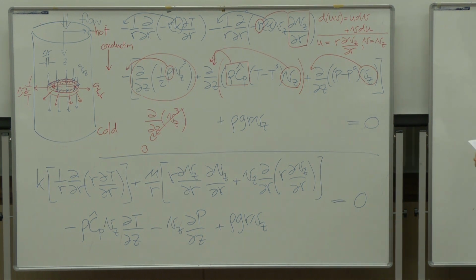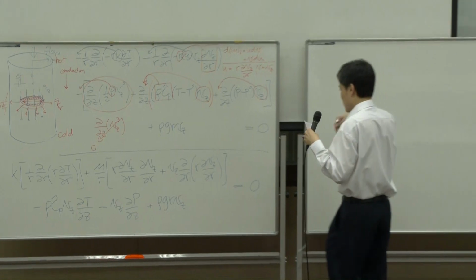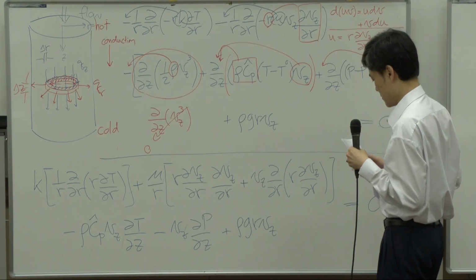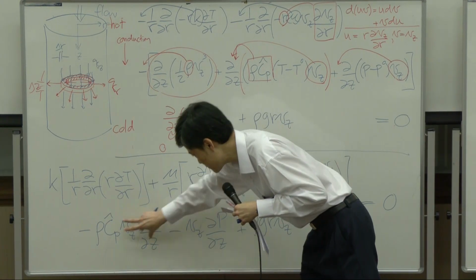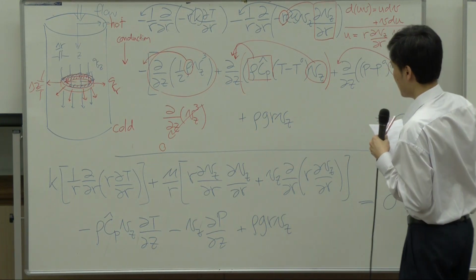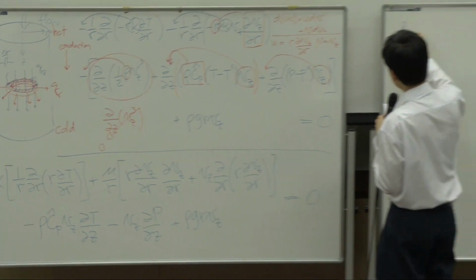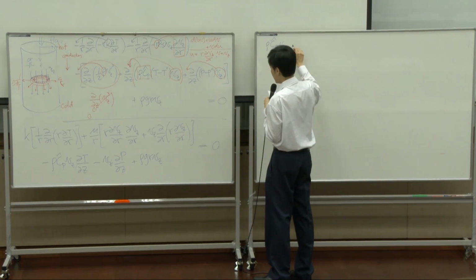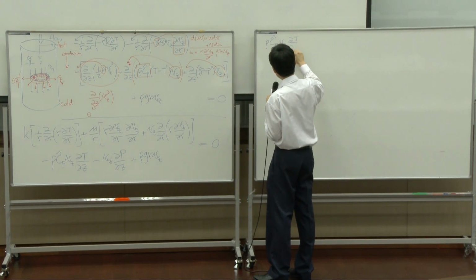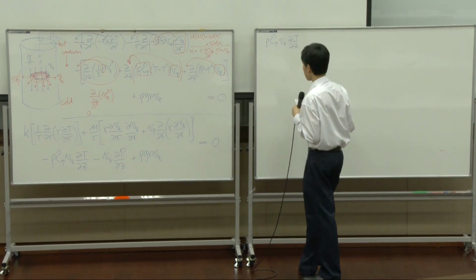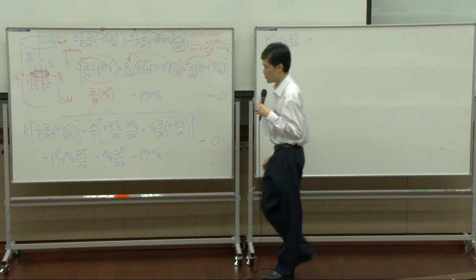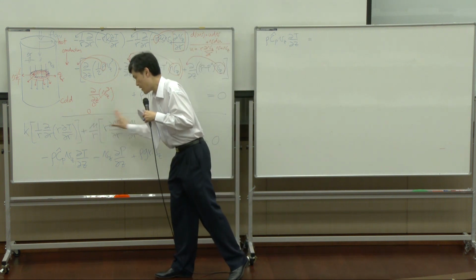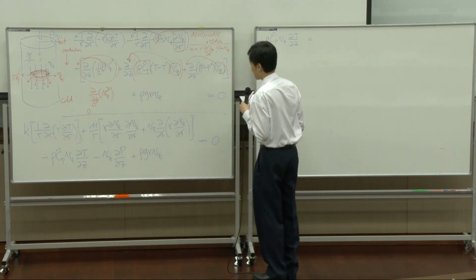All right. So let me rearrange the equation a little bit. So I'm going to move this term to the right-hand side and write it down first. So let me have rho Cp Vz dT by dz equal to, remember I put this term to the right-hand side. The rest stay on the left, okay?